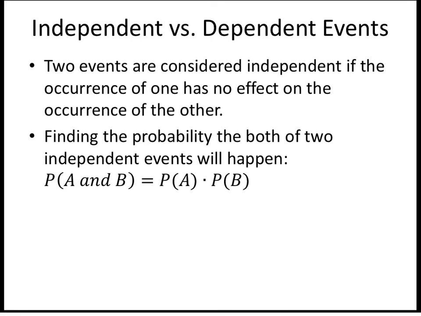Now, finding the probability that two independent events, A and B, would both happen would be the probability of A times the probability of B, okay? That's your probability of both happening: probability of A times the probability of B.